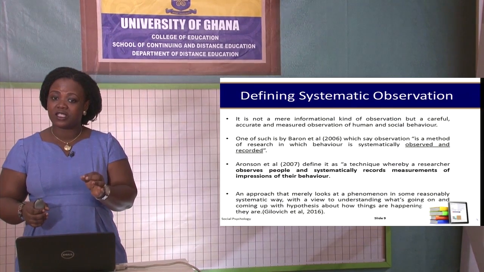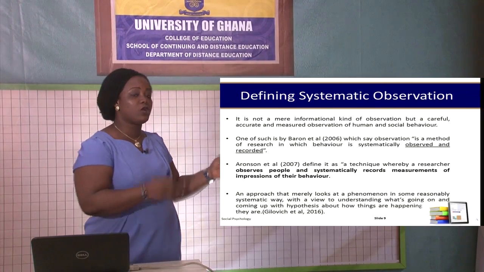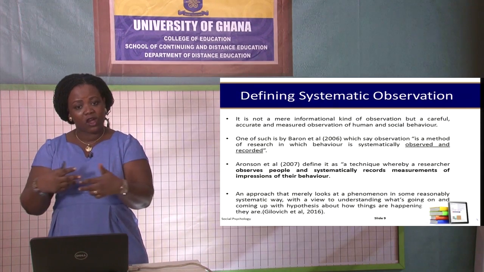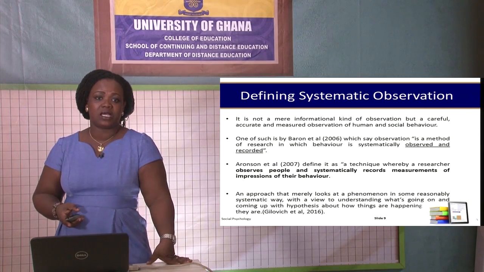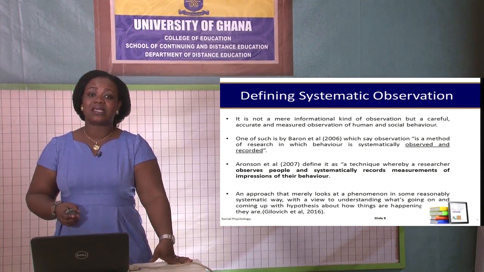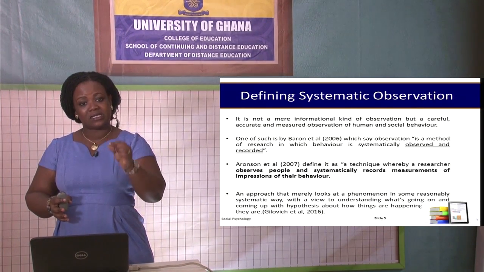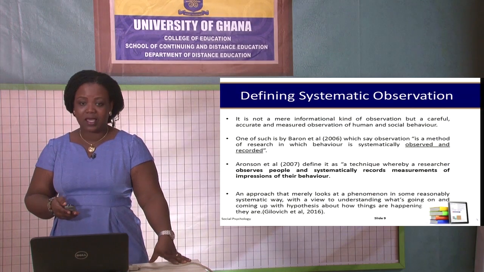So observation is not just a mere looking through, but taking notes of every little happening and trying to draw links between what it is that you have observed. That is why we say it is systematic. It is not a haphazard exercise, but it is a precise, measured exercise.